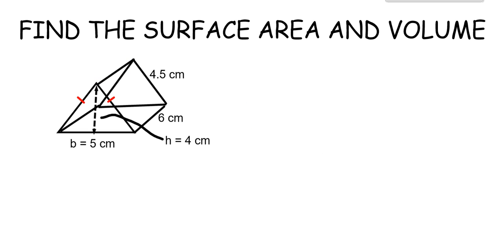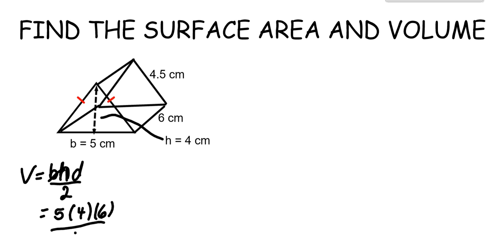So let's move on to a triangular prism. So again, let's write down the formula for volume, which is base times height times depth, and divide by 2. Oh, my pen was just not working there for a second. So in this case, the base refers to the base of the triangle, the height refers to the height of the triangle, and then the depth is how far back the prism goes, and we divide that by 2, and we end up with 60 centimeters cubed.